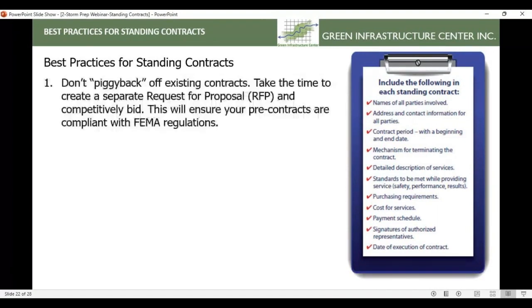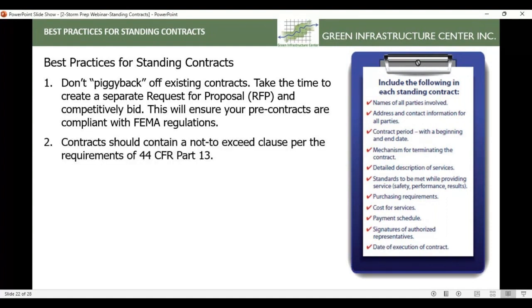Absolutely. Other tips and best practices. So don't piggyback off of existing contracts. So if you already have contracts with waste management haulers, or you already have a contract with an arborist, don't piggyback off of those existing contracts for these pre-contracts. You need to go through a separate request for proposal and competitively bid it out. FEMA does not like piggybacking off of existing contracts, and they can deny your reimbursements. Contracts should contain a not to exceed clause.